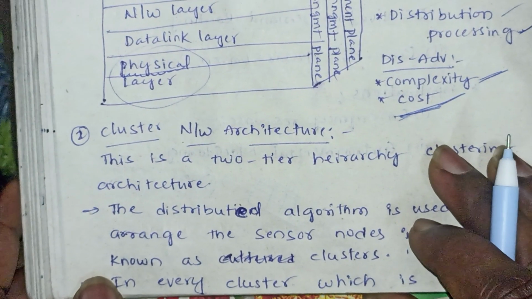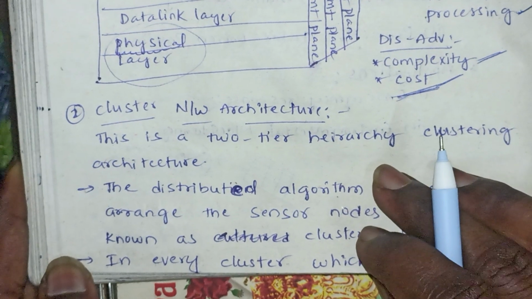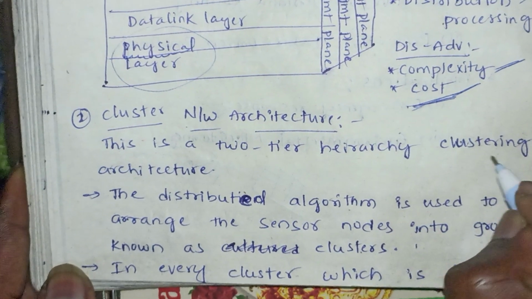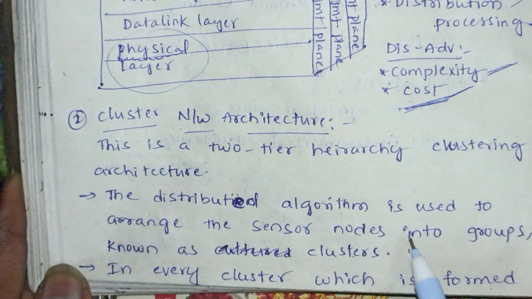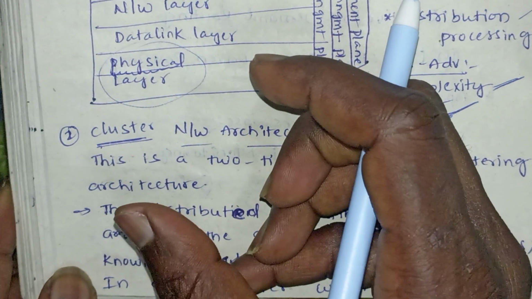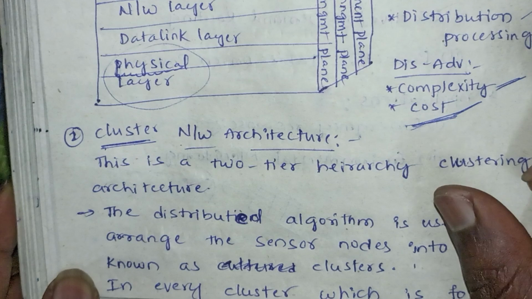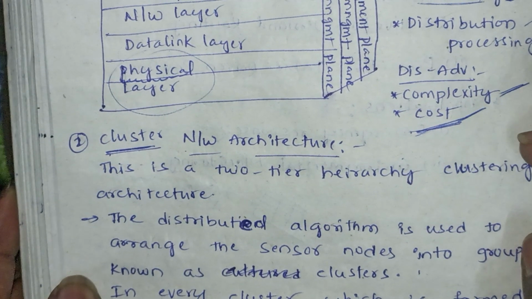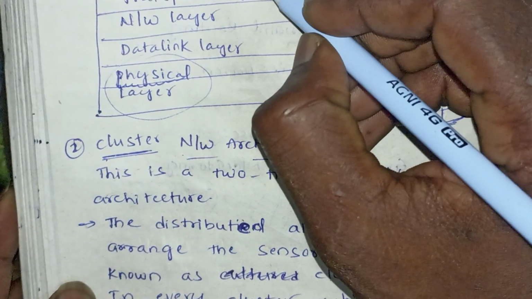Next, the second one is cluster network architecture. What is the cluster network architecture? We will discuss with one diagram. This is a two tier hierarchy clustering architecture. The distributed algorithm is used to arrange the sensor nodes into groups. So first of all, what is a cluster? Cluster is nothing but a group. In the network architecture we are talking about, it is a group of sensor networks. Cluster is nothing but a group. Layered is nothing but the layer form.